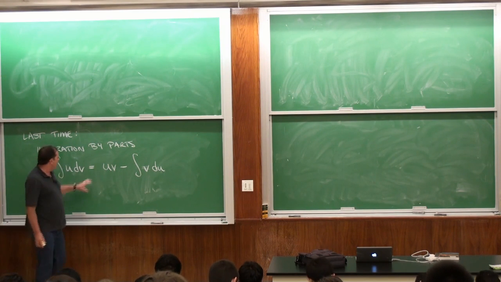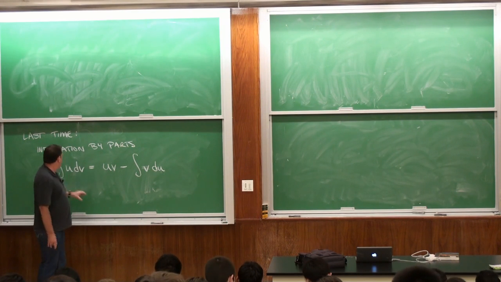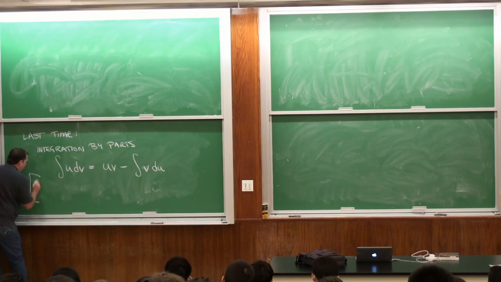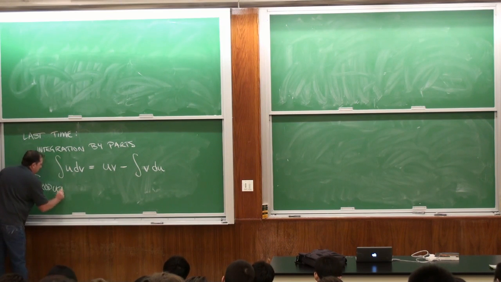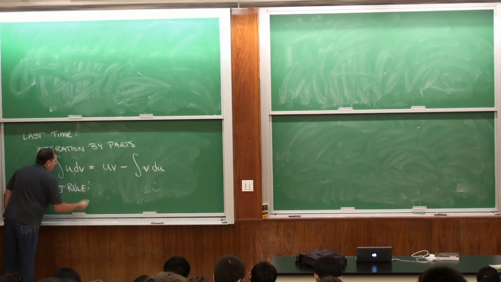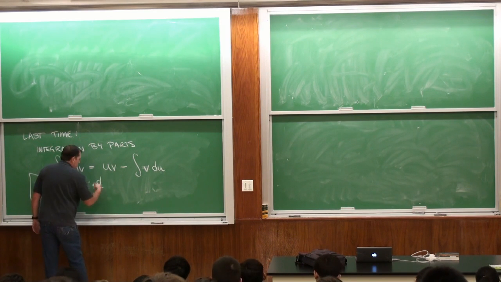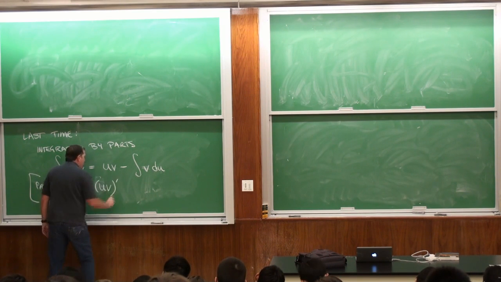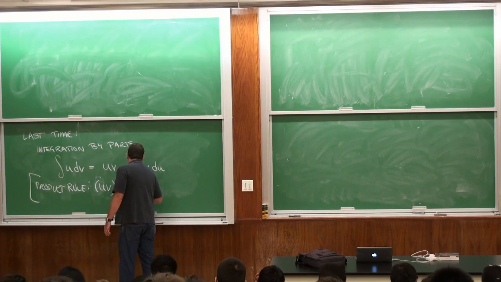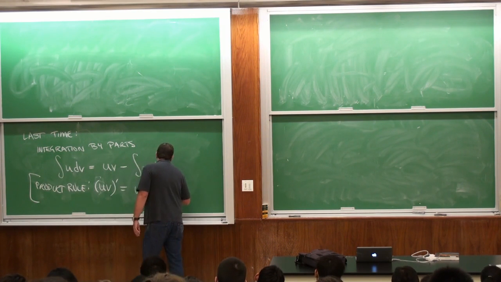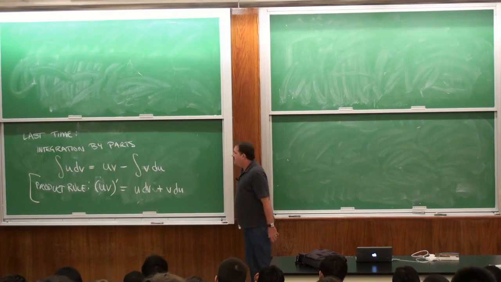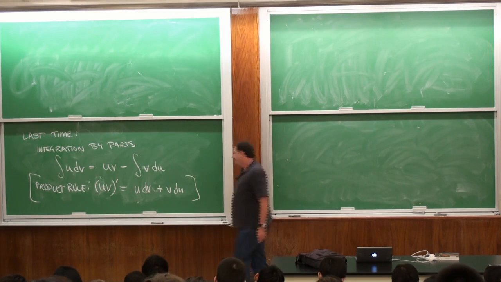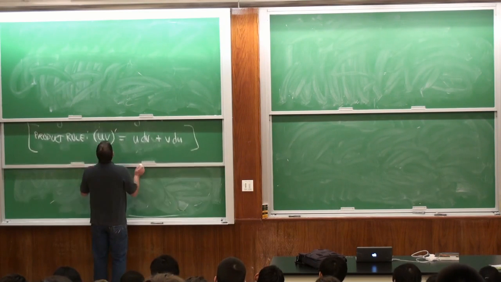The product rule says that the derivative of a product of two things, so let me just write it this way. So the product rule for derivatives says, let me just write primes, I guess. (UV)' is U dV plus V dU. And so if we just integrate the product rule and rearrange, we get this. And it's just another way to get the product rule.